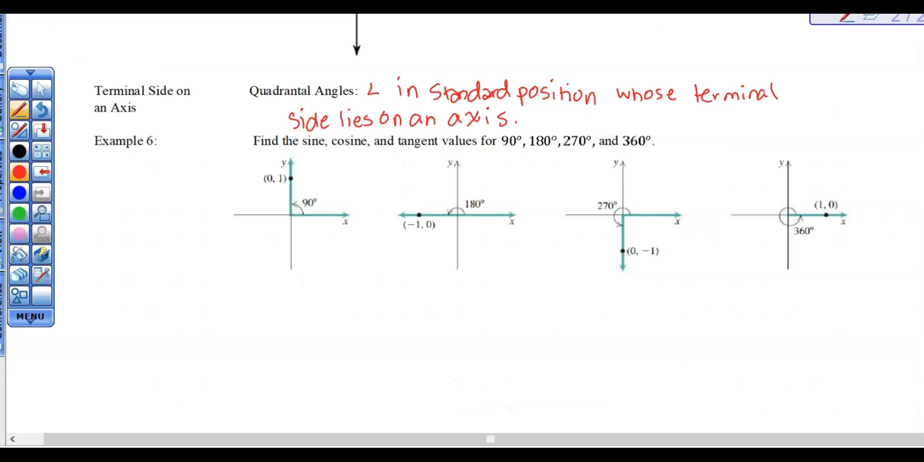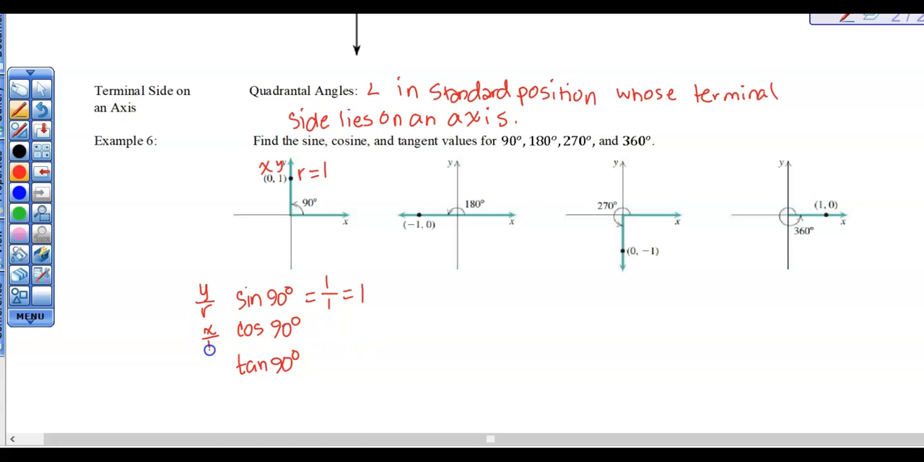And so let's go back here to our picture, and what we see here is here's our x-coordinate, here's our y-coordinate, and our radius is also 1. And so I pretty quickly can decide what the sine of 90, the cosine of 90, and the tangent of 90 is based upon that information. Remembering sine is y over r, and our y-coordinate is 1, and our radius is 1. Therefore, the sine of 90 degrees is 1.